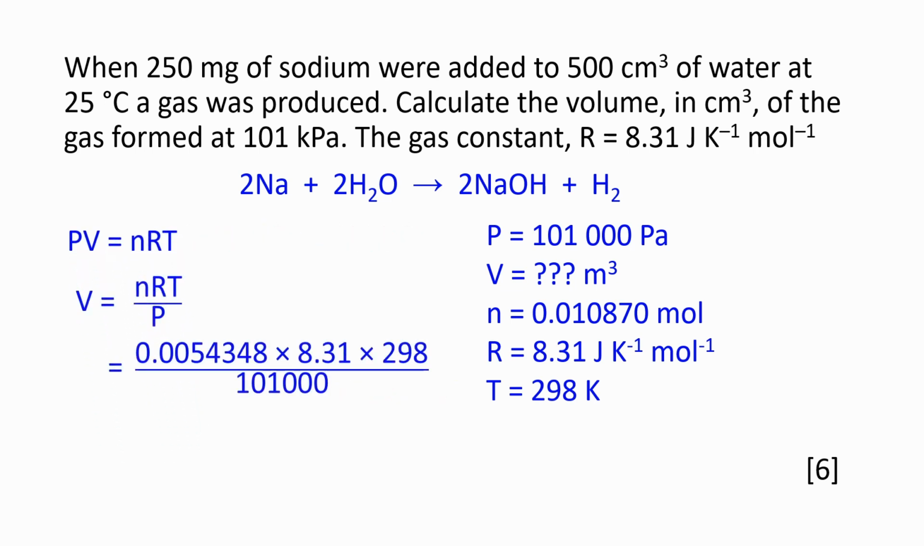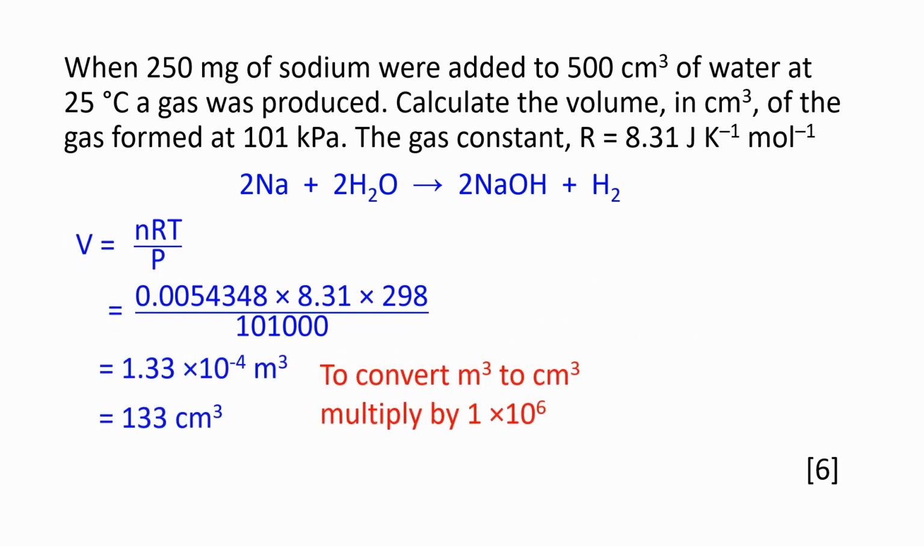Rearrange the ideal gas equation to make volume the subject. V is equal to nRT over P. Substitute the values into the expression to find V. The answer works out to be 1.33 times 10 to the minus 4 meters cubed. We need to convert this to centimeters cubed. To convert meters cubed to centimeters cubed, multiply by 1 times 10 to the power of 6. The answer works out to be 133 centimeters cubed.